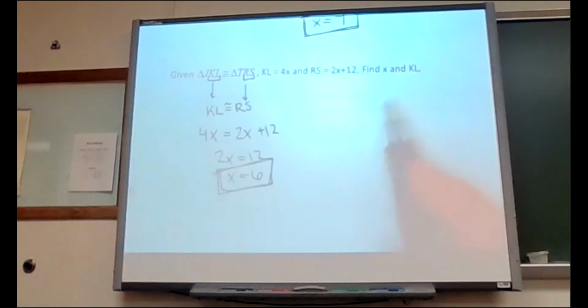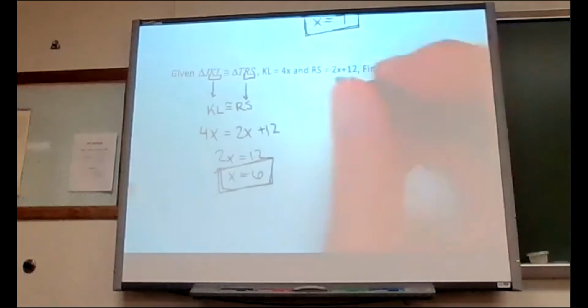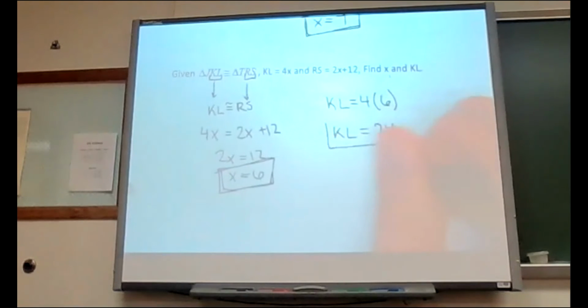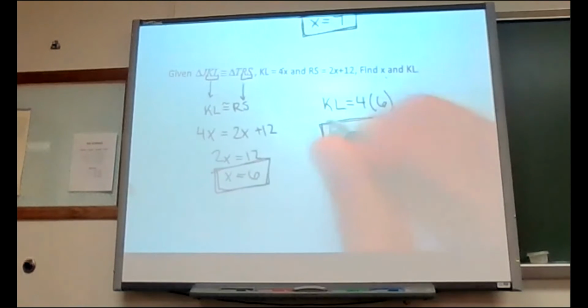It doesn't just ask us for x though, it says find x and KL. What must KL be? 4x, oh, it's just, it's gonna give me 24, just substituting in that x value. Okay, so that's piece 1.